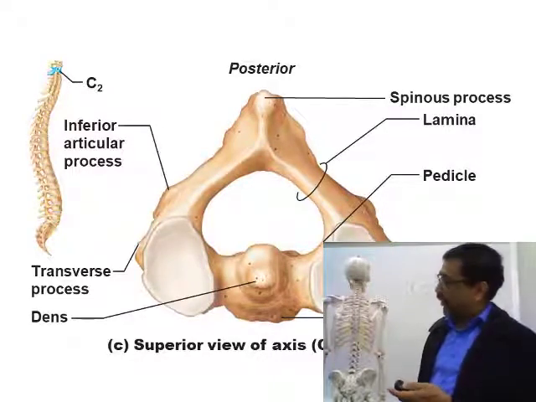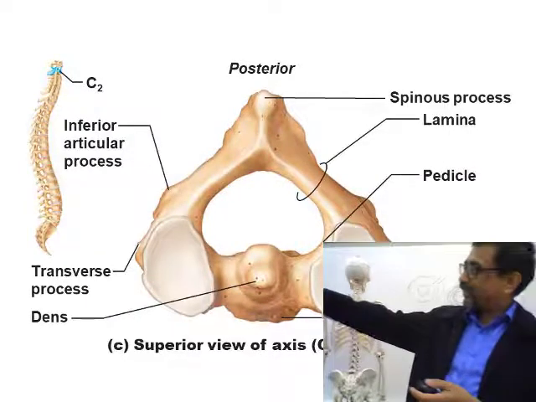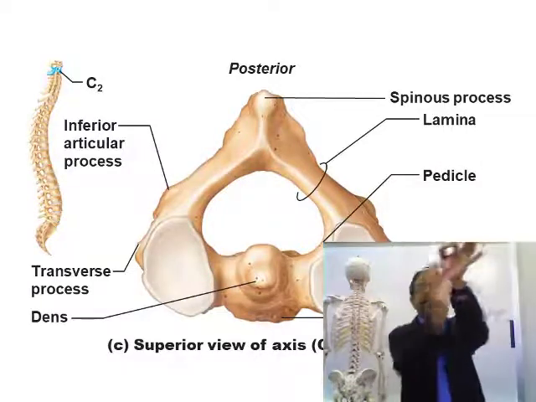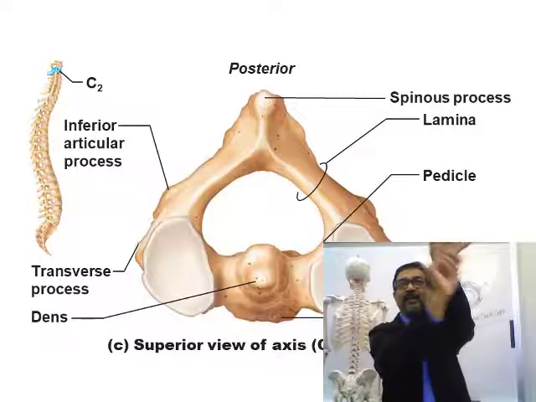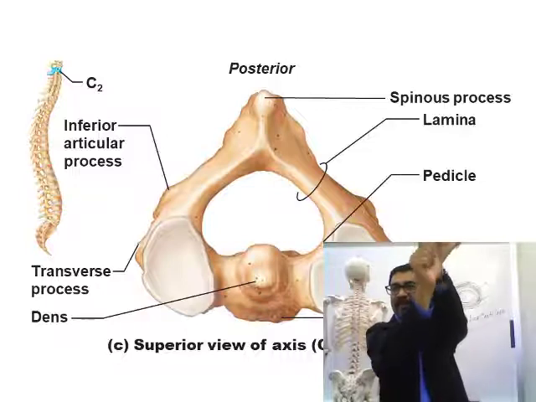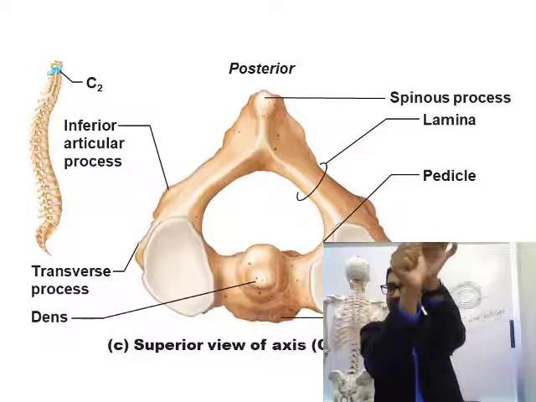Now let's go back to C1. I showed you the facet for the dens in the anterior arch. What happens? You see, this is the anterior arch of C1. You have the facet here for the dens, and this is the dens of C2. It goes like this. Make sense? This is the dens, and this is the facet for the dens. So they get attached like this.